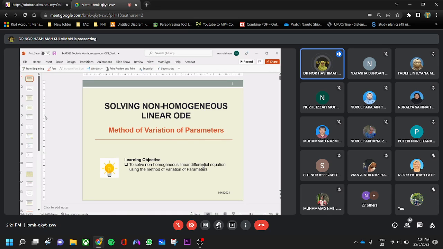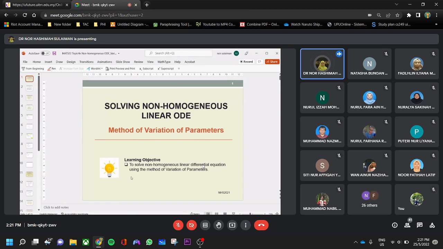And teknik yang salah satu teknik yang sesuai digunakan yang kita akan belajar adalah method of variation of parameters. Okay. Sepintas lalu tentang method of variation parameters ni, method ni sebenarnya boleh digunakan untuk pelbagai jenis, dia tak terhad kepada non-constant differential equation with non-constant coefficient. Untuk yang differential equation with constant coefficient pun kita boleh pakai yang ni. Dia lagi versatile lah orang kata kan. Dia lagi generalized.